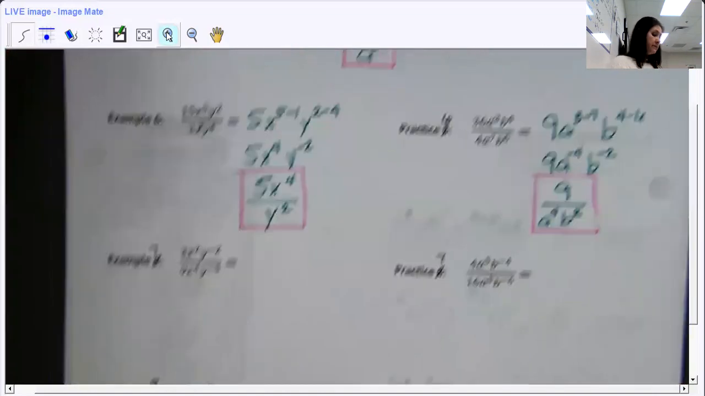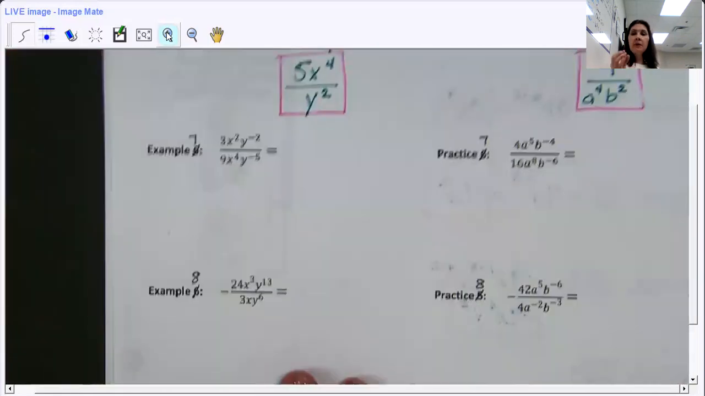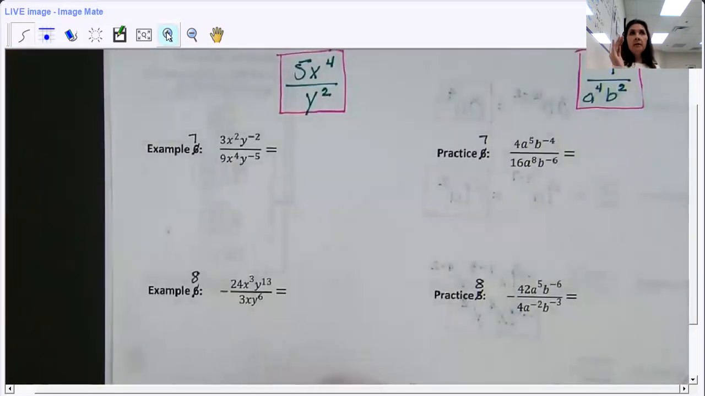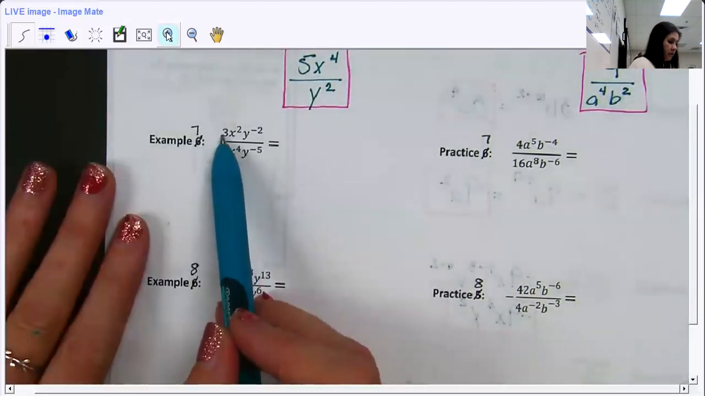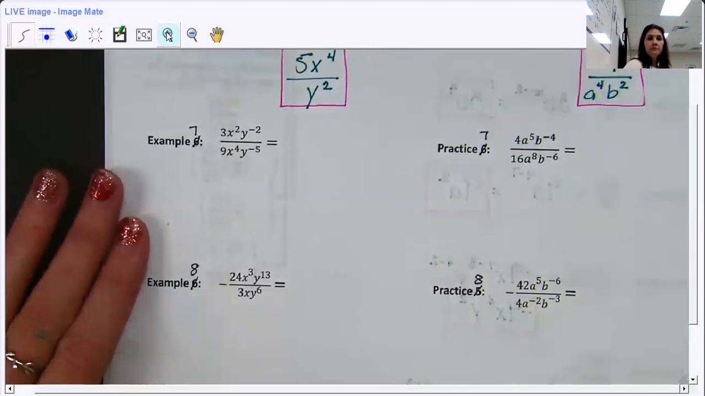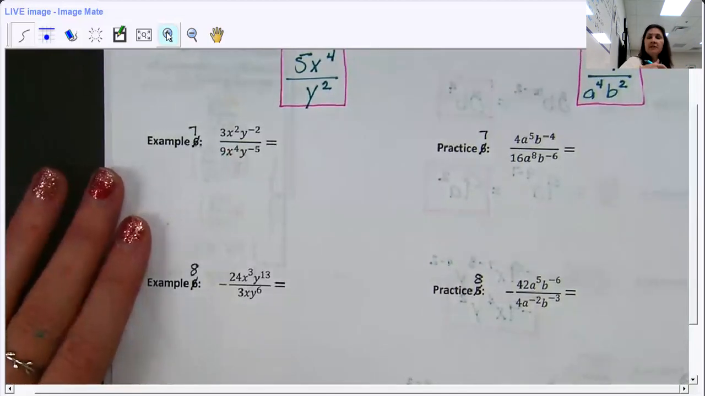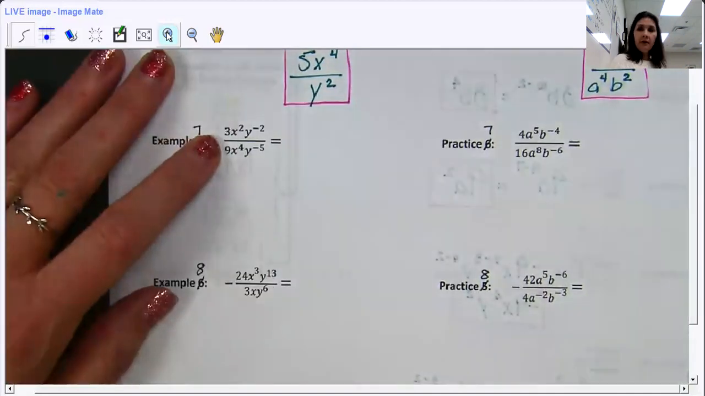All right, let's look at number 7. Now 7 gets a little tricky because we have double negatives, which means we end up adding. So let's just watch on example 7, see what the process is before you try the practice. Okay, this one is also different because you don't have numerators and denominators that divide into a whole number. So when you have fractions like this, you just simplify the fraction.